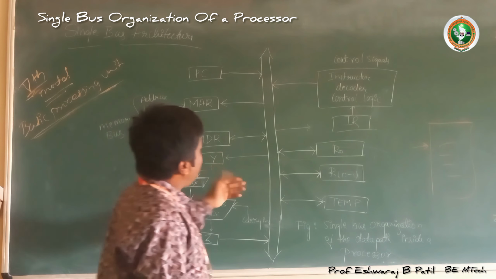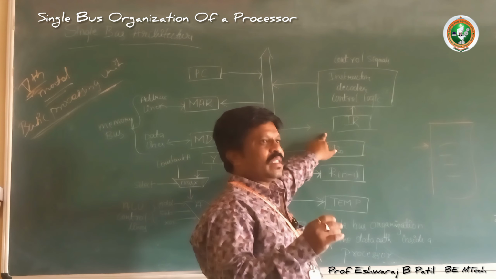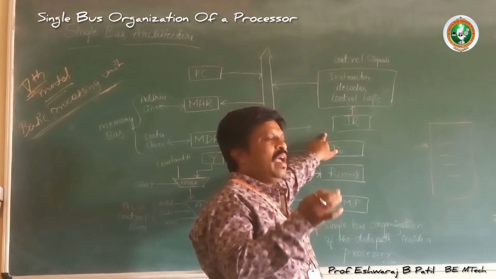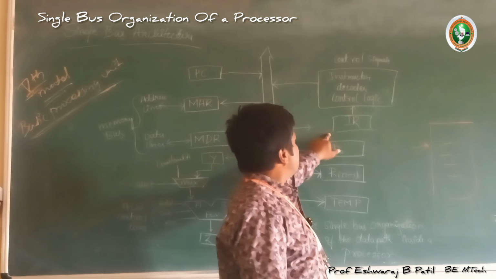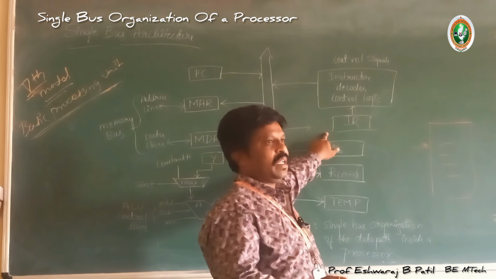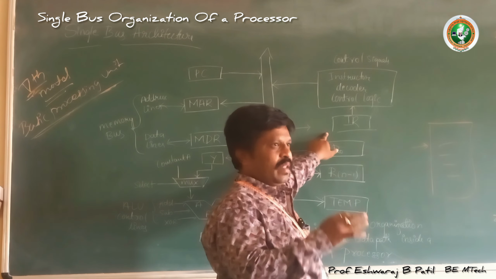Okay, next come to the IR. IR is one of the registers which will hold only the instruction which is going to be executed at present. IR is nothing but the instruction register, which holds the instruction which is going to execute at present and most recently.